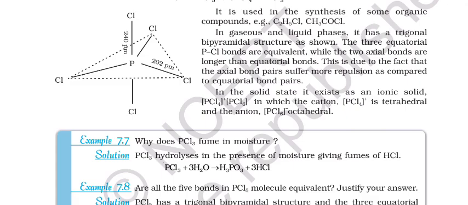In gaseous and liquid phase, it has a trigonal bipyramidal structure as shown. The three equatorial P-Cl bonds are equivalent, while the two axial bonds are longer than the equatorial bonds. This is due to the fact that the axial bond pairs suffer more repulsion as compared to equatorial bond pairs. In the solid state, it exists as an ionic solid, PCl4+ PCl6-, in which the cation PCl4+ is tetrahedral and the anion PCl6- is octahedral.